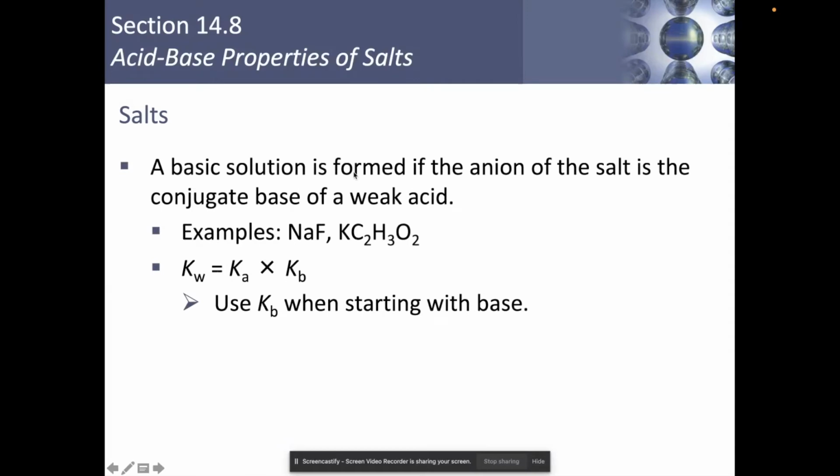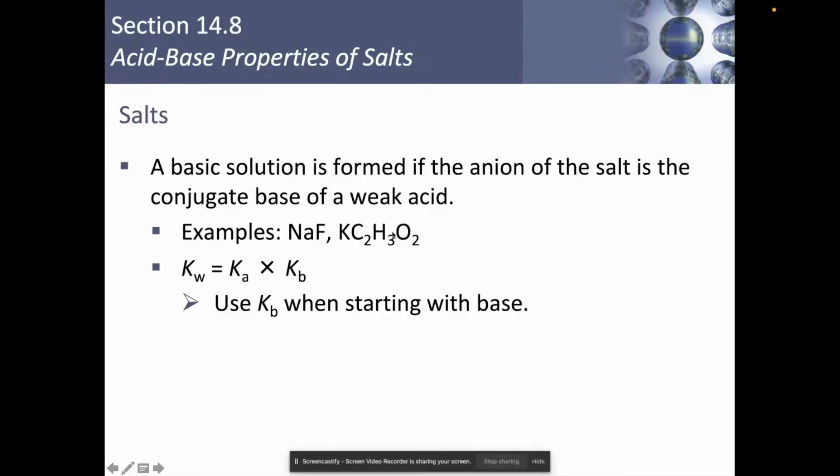Now, basic solutions form if the anion of the salt is a conjugate base of a weak acid. So if you have a weak acid, as a result of that you would make this conjugate base, and that conjugate base would make a basic solution. So hydrofluoric acid, when dissolved, you make a fluoride ion. So something with a fluoride ion is going to make a weakly basic solution. An acetate ion from acetic acid is going to end up making something that is very weakly basic.